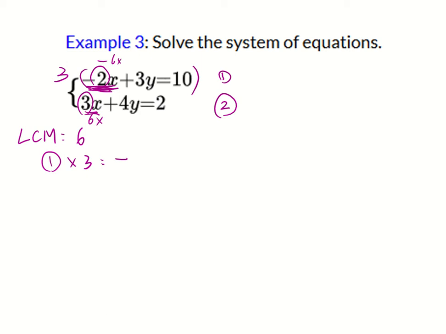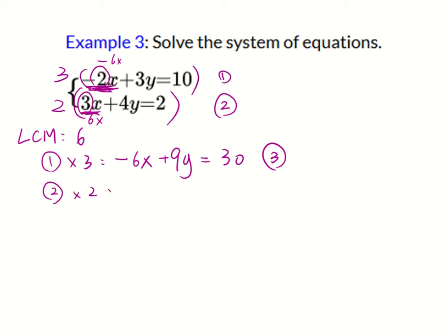Every term will be multiplied by 3. So I will have -6x plus 9y equals 3 times 10, 30. I'll call this equation 3. Now I'm going to turn the 3x in equation 2 into 6x, so I need to multiply the whole equation by 2. So equation 2 times 2 gives me 6x plus 8y equals 2 times 2, 4. I'll call this equation 4.